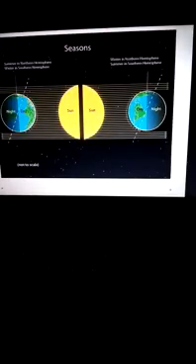When the part of the world that we are living in is leaning towards the Sun, it's warm and it is summer. And when the other part is tilted away from the Sun, it is winter.